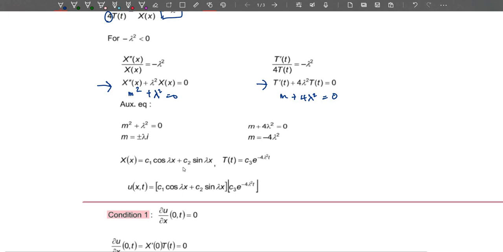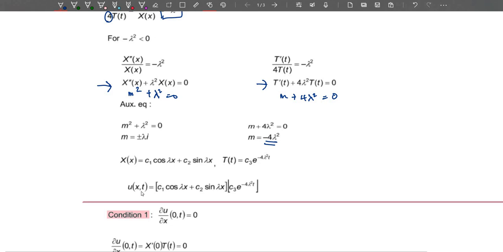In the previous example in case A, the question used A1, A2, and then B. For this case B, the constants being used are C1, C2, C3. It doesn't matter because these are constants; if you want to use A, B, it is okay. So open your mind. Right now we are going to use C to represent the constants. So this one should be C1 cos lambda x plus C2 sin lambda x, and T of t is equal to C3 exponent negative 4 lambda squared t. Since it is negative, it will be an exponent of negative mt.